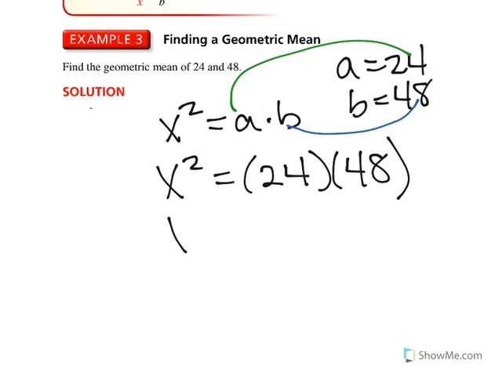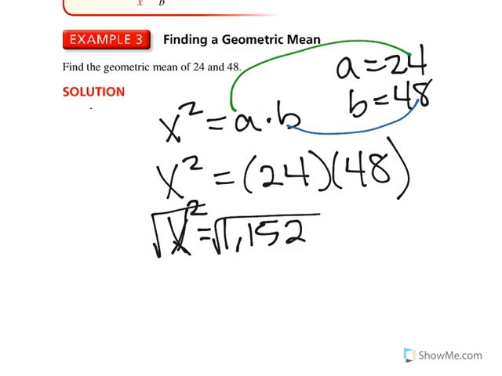Okay, well 24 times 48 is 1,152. So the geometric mean is just x, so I'm going to take the square root of both sides and get x to be 33.9. That's if you're allowed to use a calculator. However, more than likely you're going to have to put it in simplest radical form.